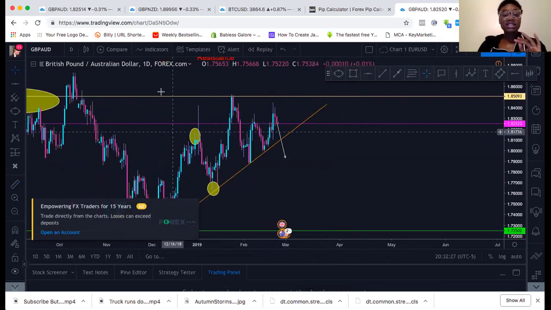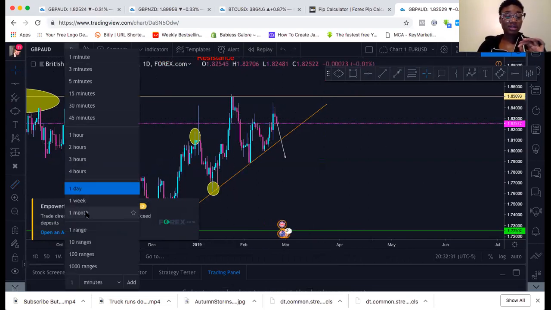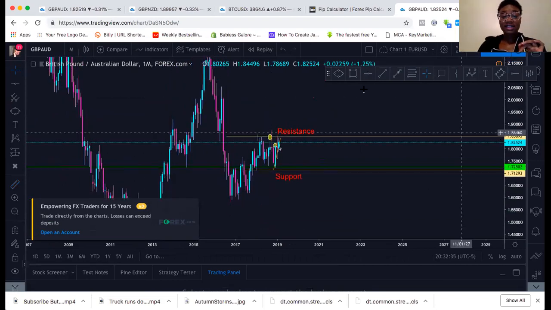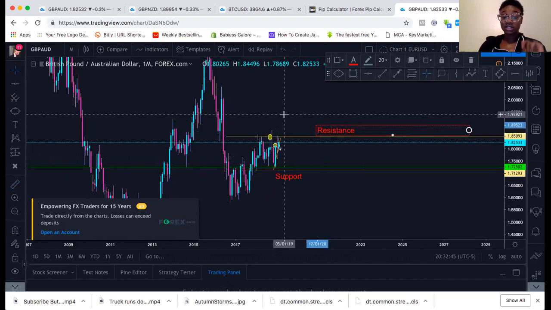You see how price has resisted this area, right? Let me go back to the monthly so you can fully see. So price has resisted this area, and this is why I said we're not just going to get in for a sell because price came to our resistance, and now we're like, whoo, it's at a resistance, we're going to sell now, right? We're not doing that because price can break above our resistance.